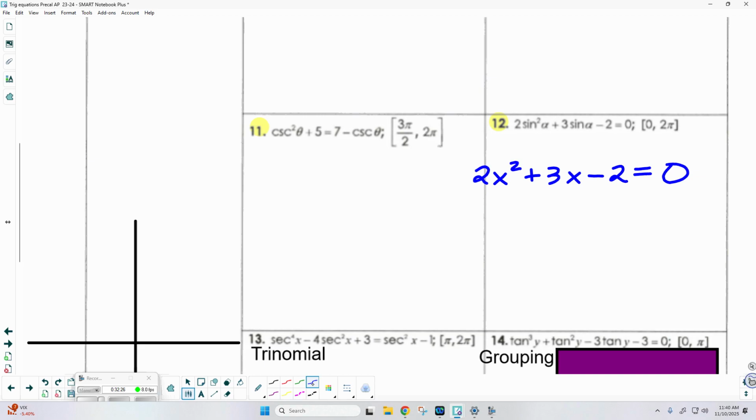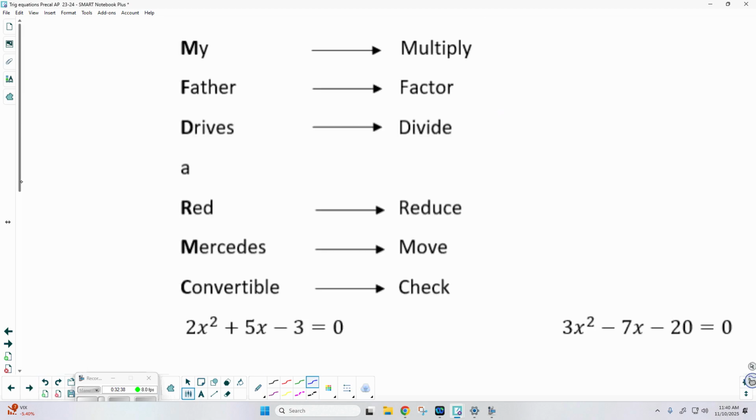We've factored stuff like that before. But if it's general, there's a method that I like to use. I mentioned it on Friday, and it was on your factoring map. It's this right here. My father drives a red Mercedes convertible. The first letter of each word is a step in the process that tells you exactly what to do. Now, here's the thing about this. I'm going to say it at the very beginning. If you love this method, fantastic. If you hate this method, fantastic.